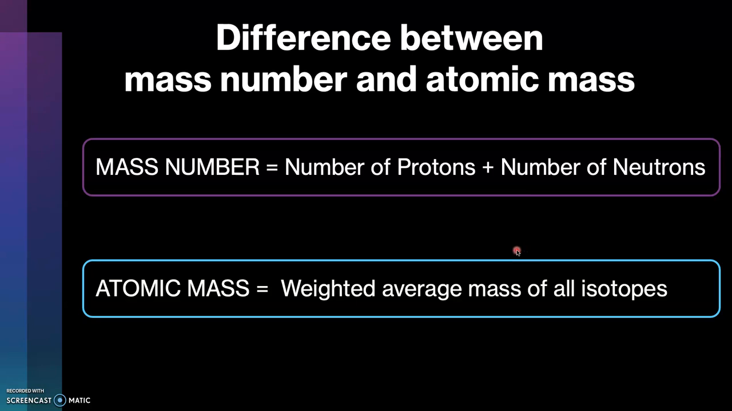So you want to ask yourself, what is the difference between the mass number and the atomic mass? The mass number, like I said earlier, is the sum of protons and neutrons in the nucleus. Atomic mass is different. Atomic mass, on the other hand, is the weighted average mass of all isotopes.